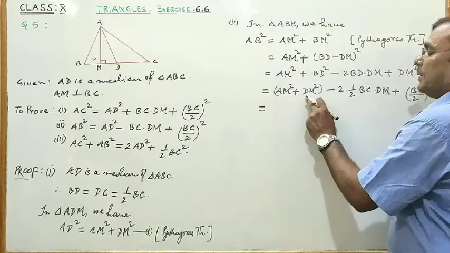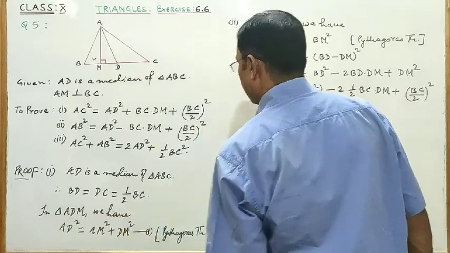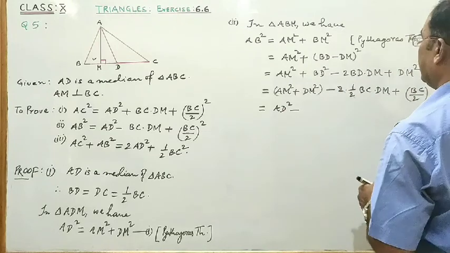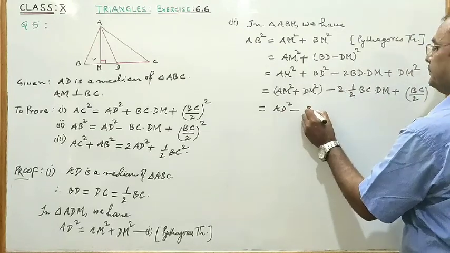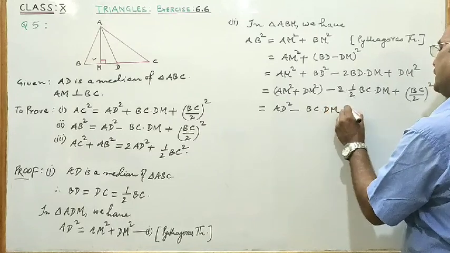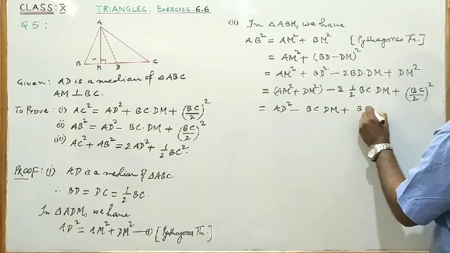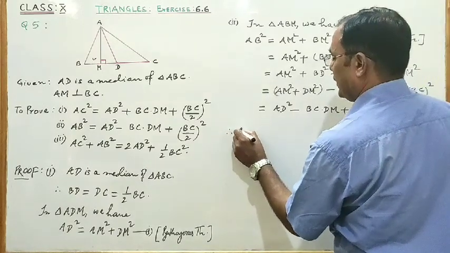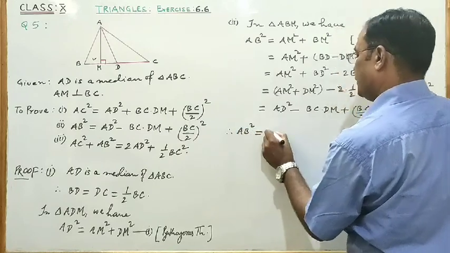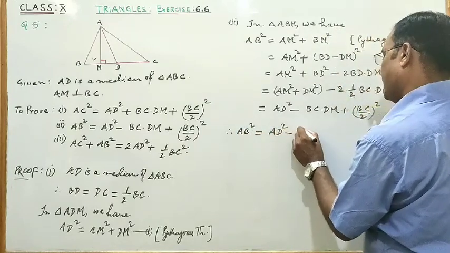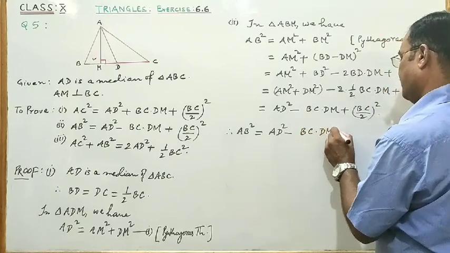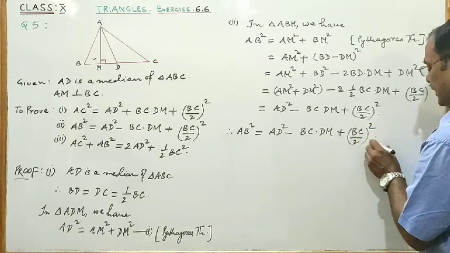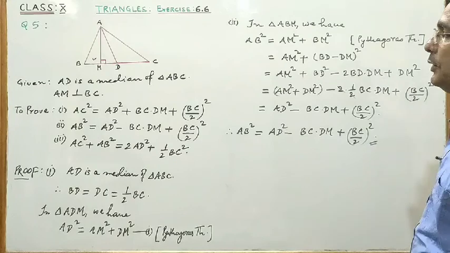AM square plus DM square we can write AD square minus, this 2 cancel, BC into DM plus BC by 2 whole square. So therefore AB square is equal to AD square minus BC into DM plus BC by 2 whole square, and this is second part that we have proved.